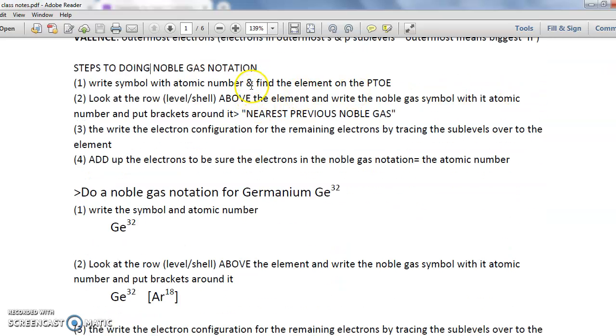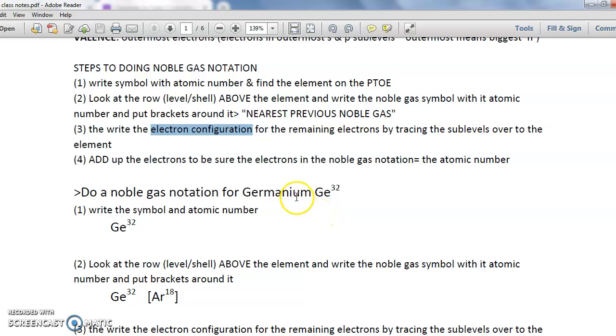How do we do it? We write the symbol of the element we're doing with its atomic number. Then we look at the row above that element and write the noble gas symbol of the element with its atomic number. Usually you put brackets around it. Then you start at that point and just fill in the electron configurations of the remaining electrons that are found on that level that you're doing, which will lead you right up to the element.